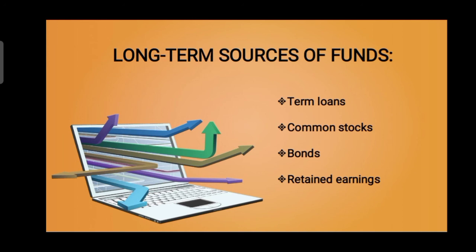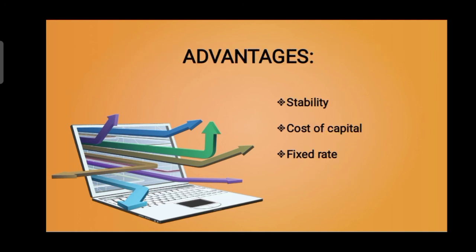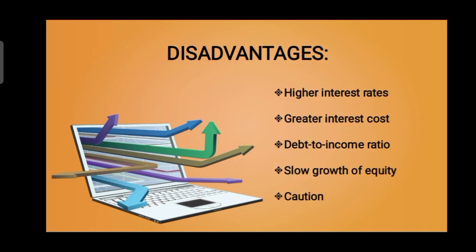And the long-term sources of funds include the term loans, common stocks, bonds, and retained earnings. Its advantages are the stability, the cost of capital, and the fixed rate. And its disadvantages are higher interest rate, greater interest cost, the debt-to-income ratio, slow growth of equity, and the caution.